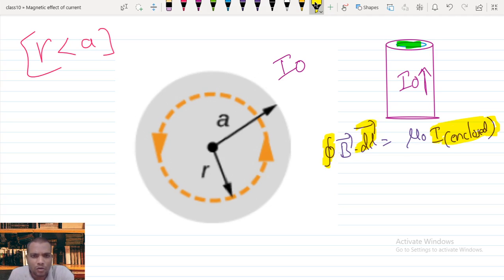So here the Ampere loop is a circle of radius small r. So in this case we will get that the closed integral of dl bar equals 2 pi r itself.